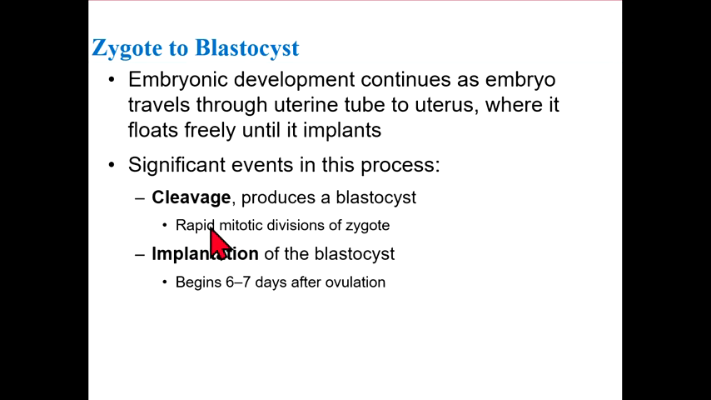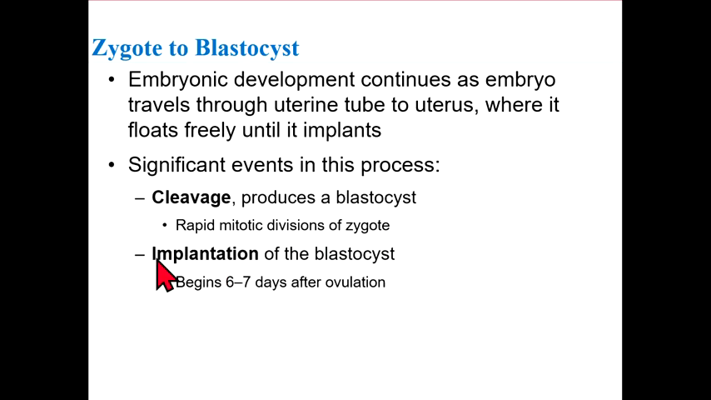And that does not allow those cells to grow very much before they divide. So you have a lot of cells in a small space, which means you have a lot of surface area compared to the volume. And that allows nutrients to diffuse into that zygote that's becoming a blastocyst, nourishing all those cells.